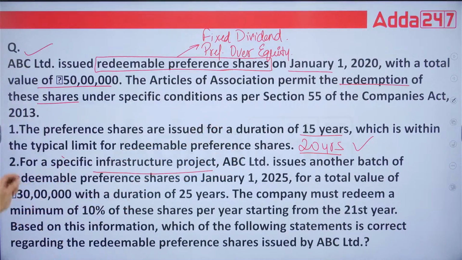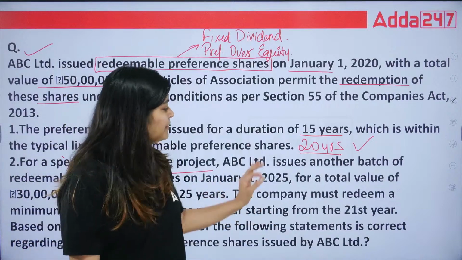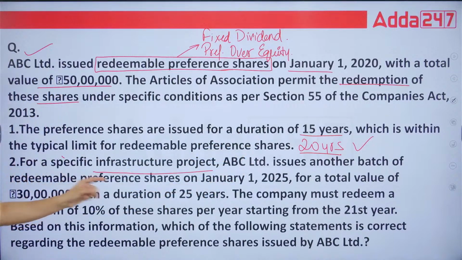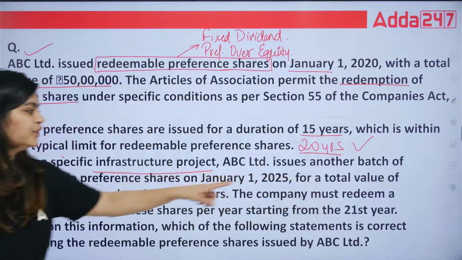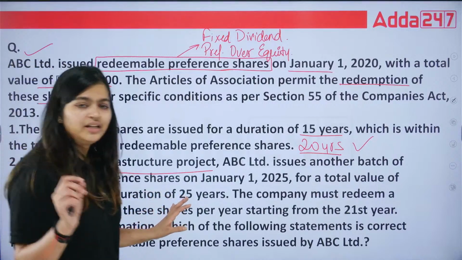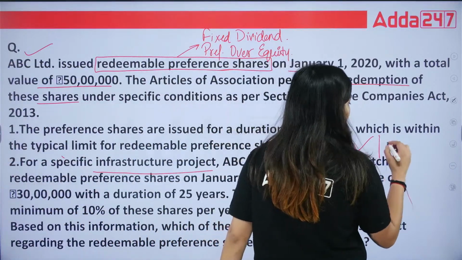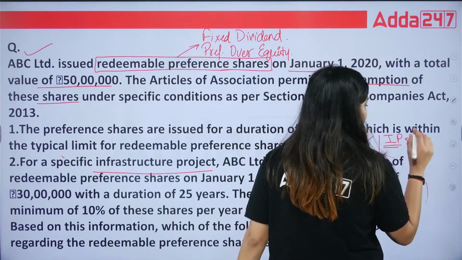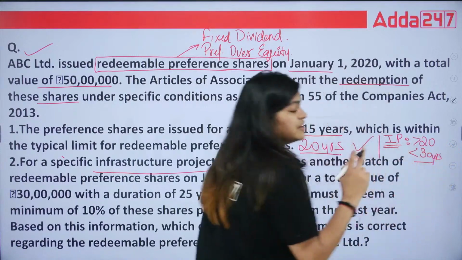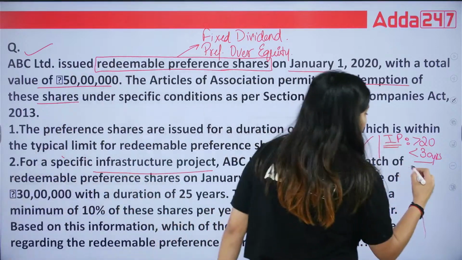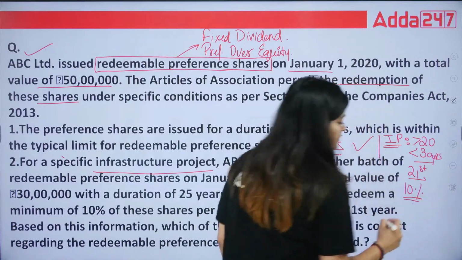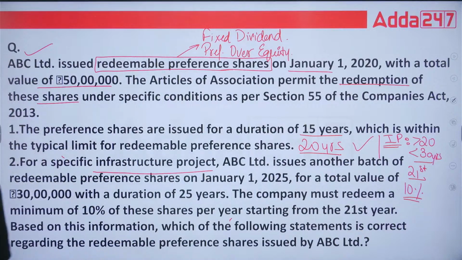Now if we see the second, they are saying for the infrastructure project, ABC Limited issues another batch of redeemable preference shares on 1st January, of a total amount of 30 lakh with a duration of 25 years. So generally, the maximum limit is 20 years, but if you are an infrastructure project company, you can issue for more than 20 years, but cannot exceed 30 years. But one more condition is there, that from the 21st year, you need to redeem at least 10% of that preference shares. That is the limit. Okay?